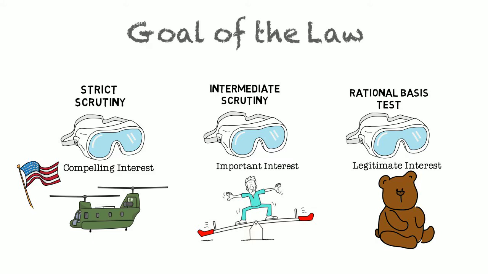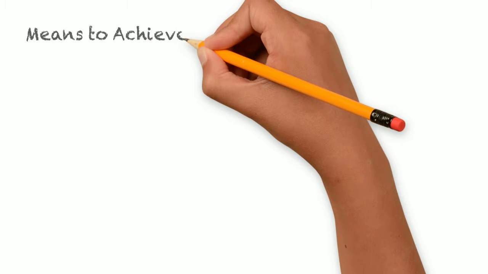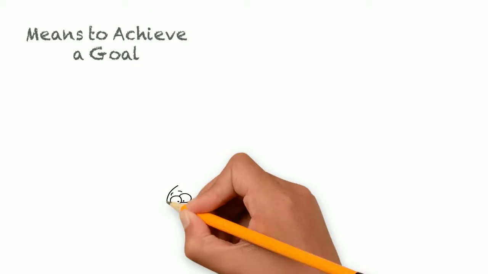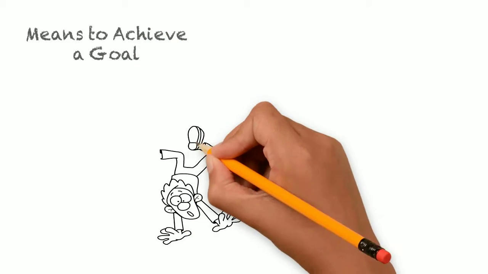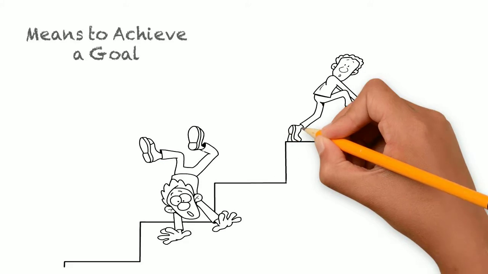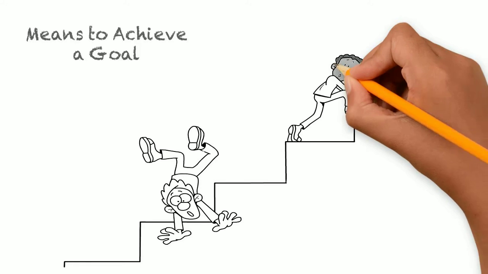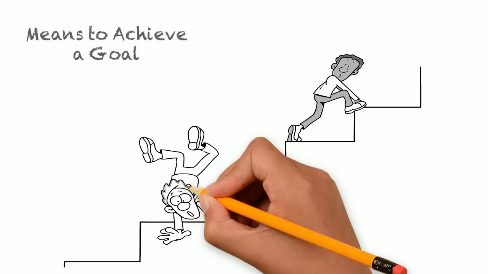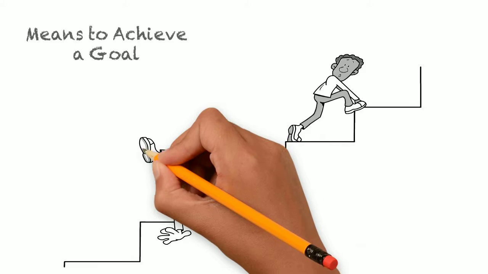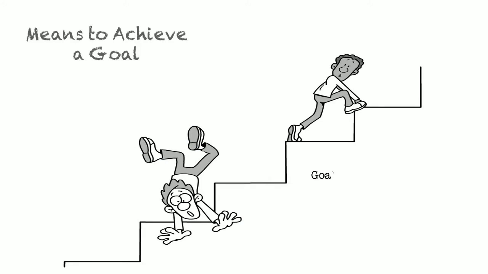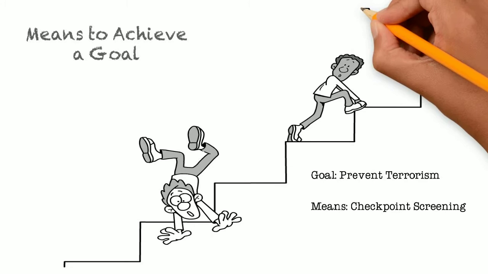So let's look at the third component. The same as you must take steps to achieve a goal, a state or federal law must have means to achieve its end. Under equal protection, the means of a state or federal law must also satisfy any of the applicable levels of scrutiny. Let's say that you have a state or federal law, and its purpose or goal is to prevent terrorism. The method that the law uses to achieve its end goal is called the means.